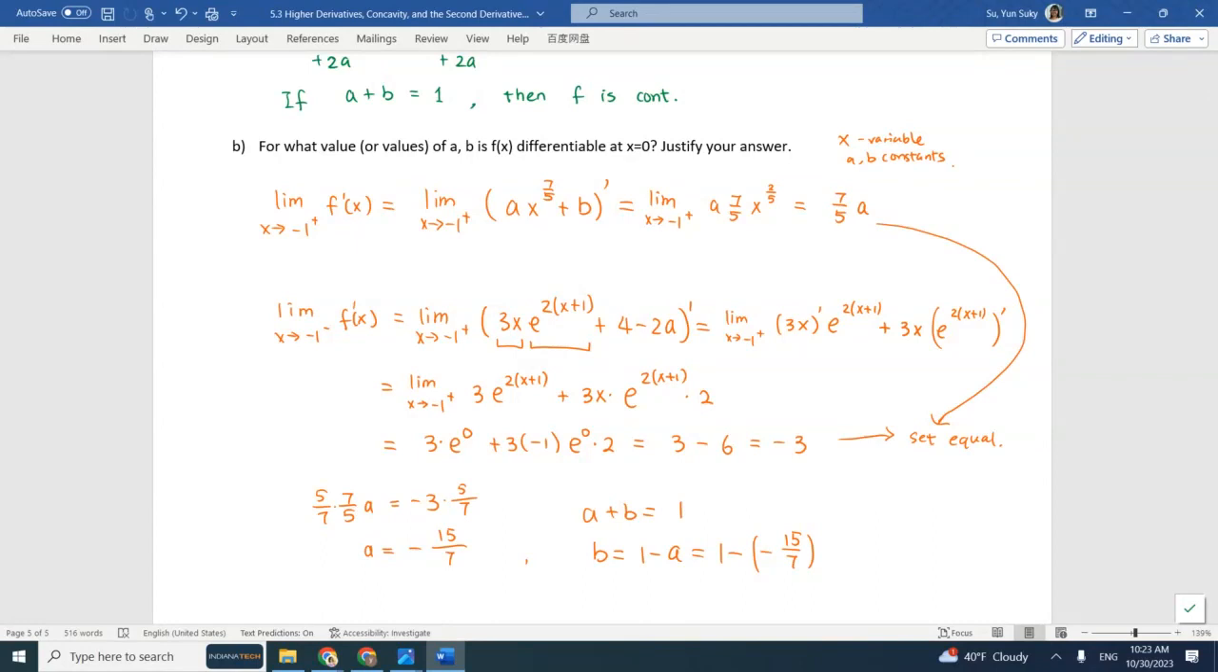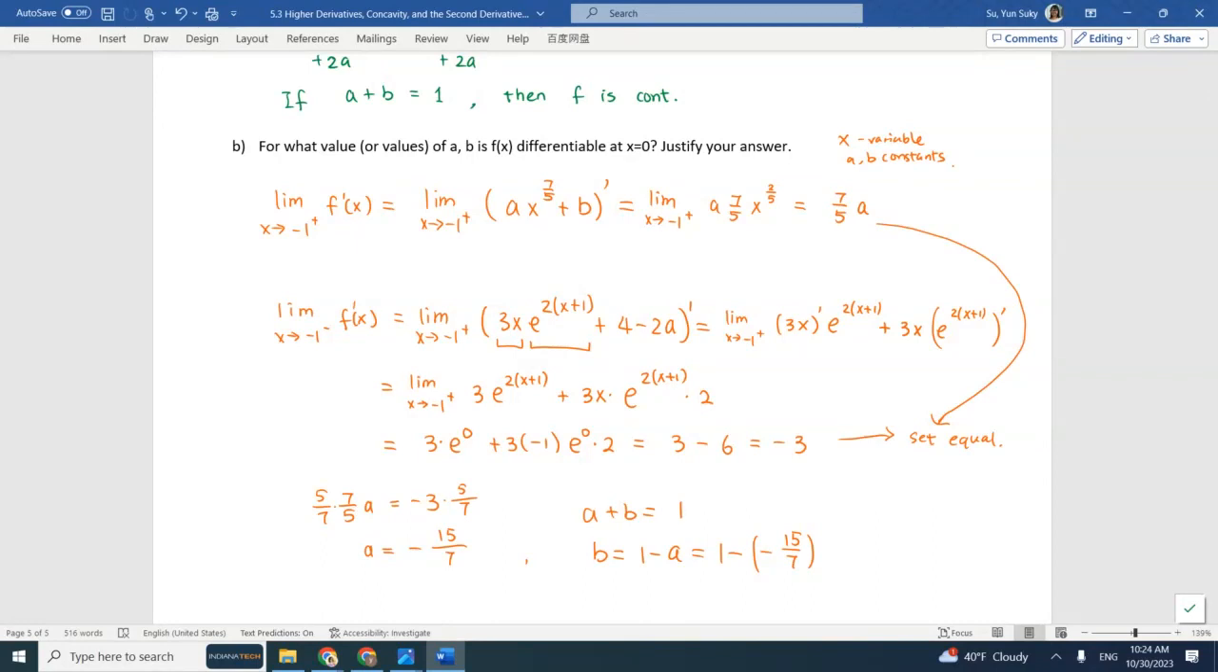A and B? A plus B is 1. Oh, you need to find the values of A and B. So you know A, but you also need to know B. So is C okay for all the numbers, or must C satisfy some condition?